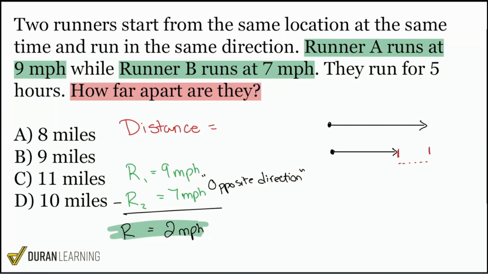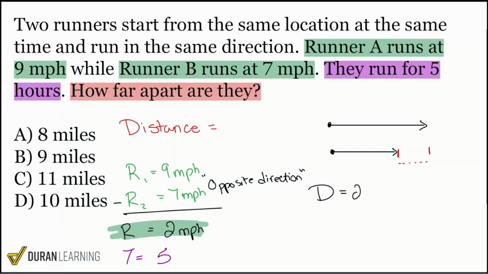What time are we given here, everybody? What time period are they running for? 5 hours. That's a long time, but that's what the problem says. So they run for 5 hours, so that's the time that we're dealing with. T equals 5. And now we're good. Because if we're trying to find out how far apart they are, we need the rate at which they're moving apart and the time for which they're moving apart. And there we go. We plug everything in and we are done.